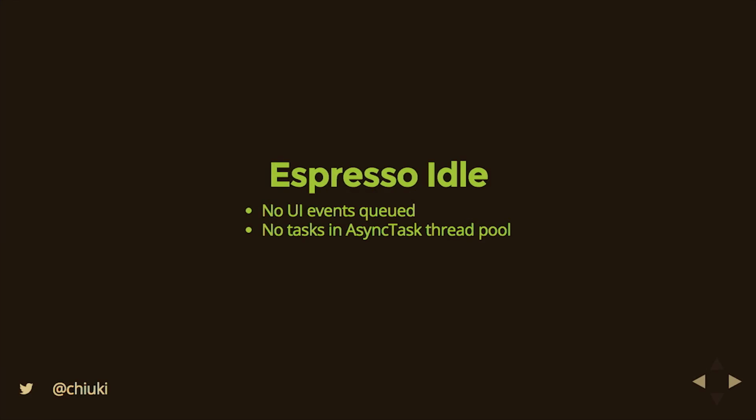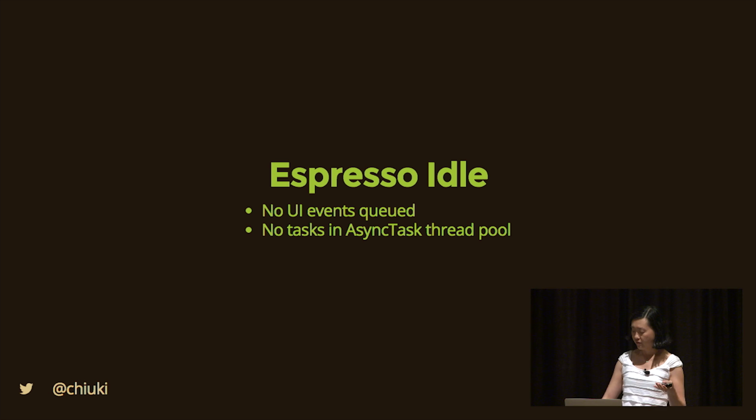Idling resource is the interface that you need to implement. And for some reason, it's really confusing to people. So I have done multiple blog posts on it. So we're going to go through one example in this particular case. Again, that's what I said. Espresso has a notion of idling. And these two things are the things that Espresso is watching for.